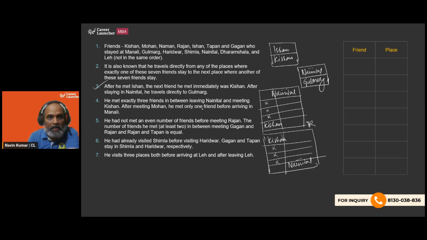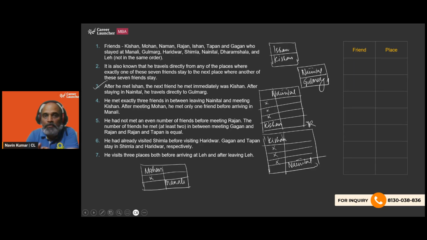After meeting Mohan, he met only one friend before arriving in Manali. So he meets Mohan, he meets only one friend, and then he arrives in Manali. So this is a fixed 3-row set, right? So these are like puzzle pieces we are supposed to put in the table.